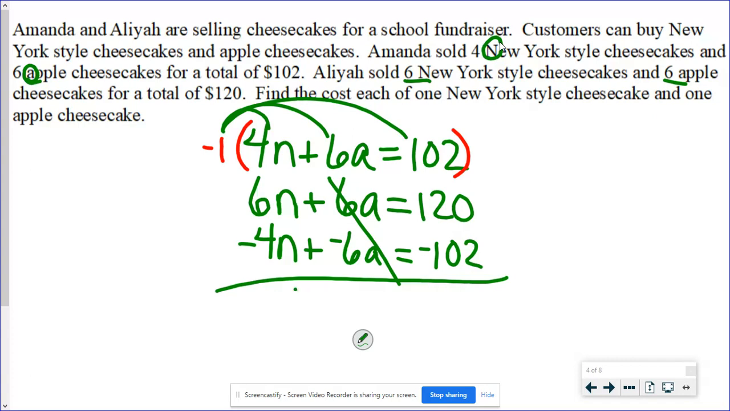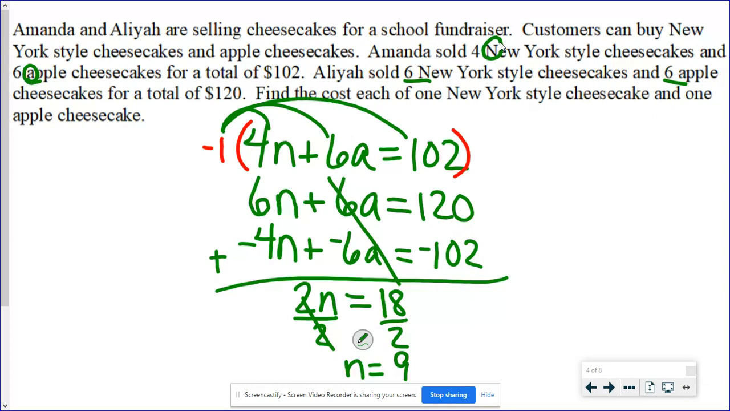6n minus 4n is 2n, or plus a -4n, I should say. 120 plus a -102 is going to be 18. This tells me that the New York style is 9. I know that all I have right now is just n equals 9, but that really means that the New York style cheesecakes were $9 each.